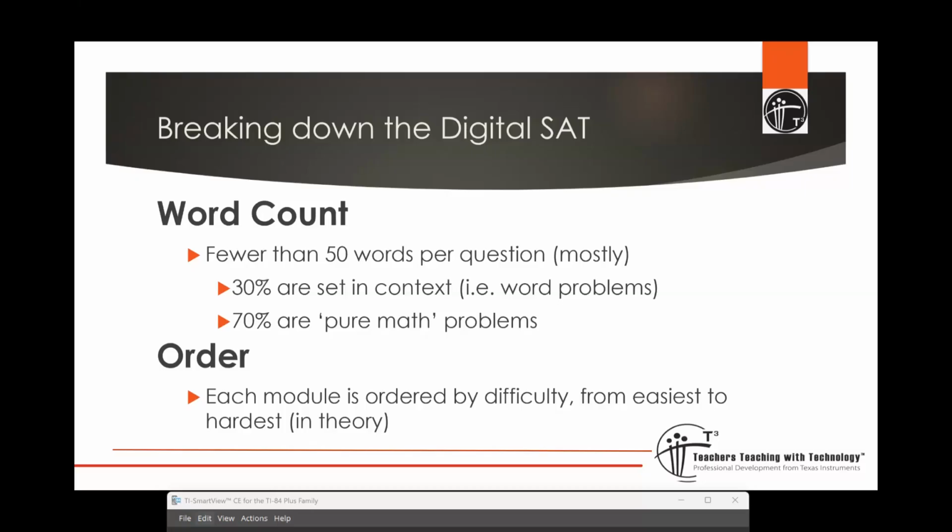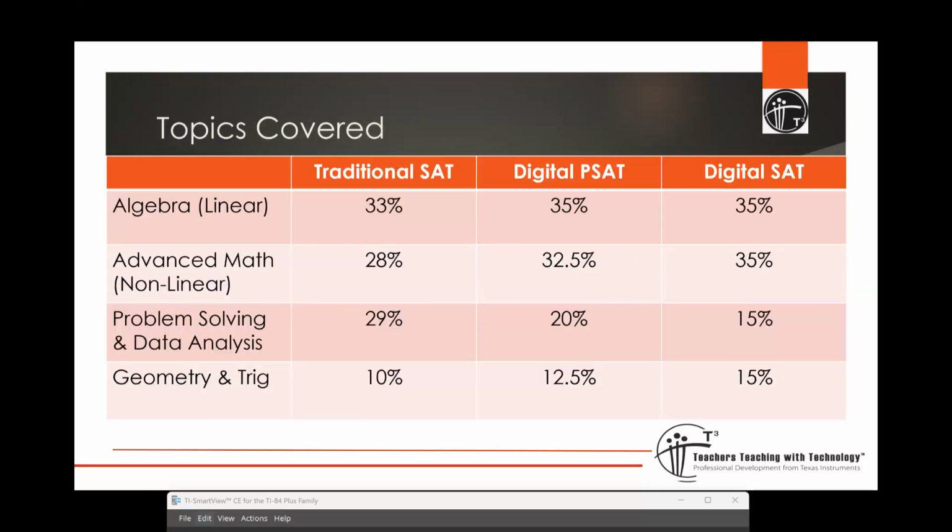Right. And then the order is still the same in general, that the questions get harder as you go through the 2 separate modules. And speaking of the modules, actually, this is a nice comparison Scott put together of the traditional versus the digital SAT. And the PSAT is in there too, that the kids take in the fall. But, yeah, I generally just look at the first and third column here because my students don't take the digital PSAT before they see me.